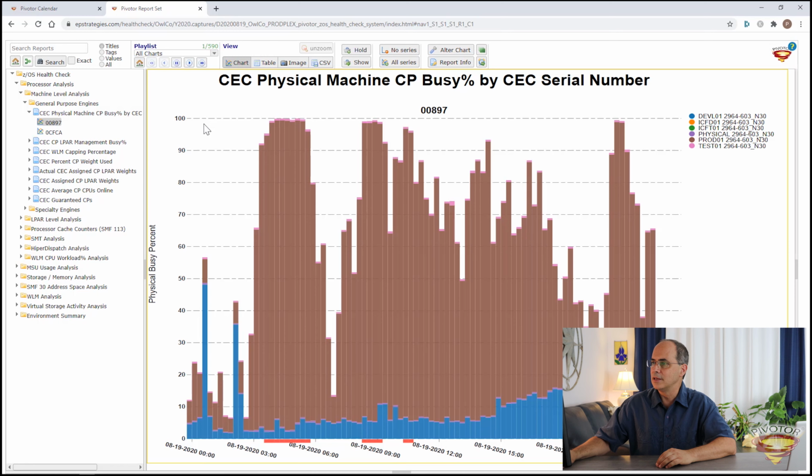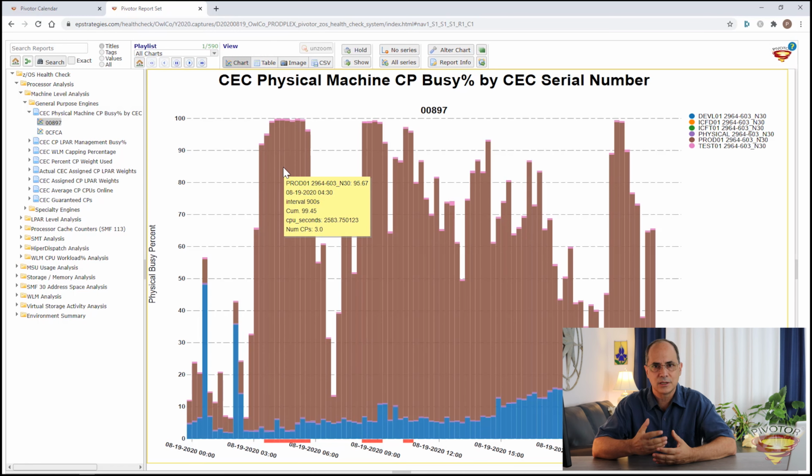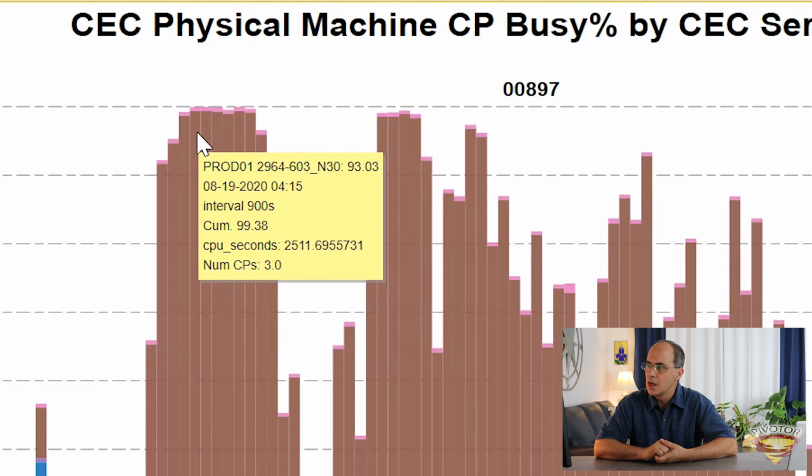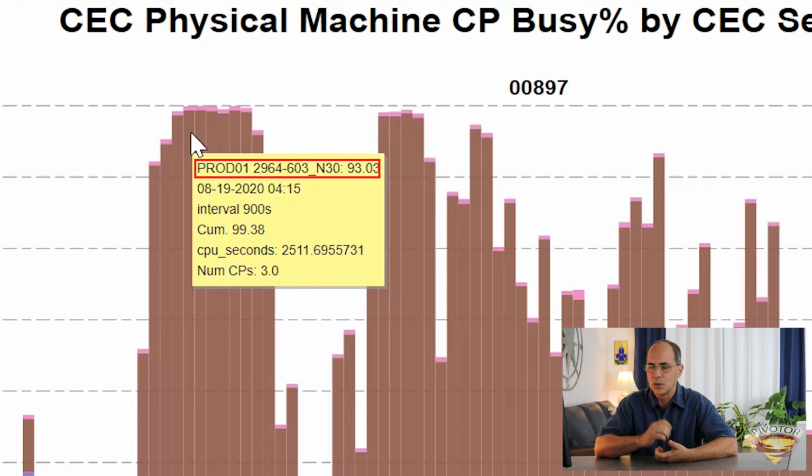Now, in our product, we put these flyovers, sort of these post-its, to tell us more about the point. So let me find more about this individual point here. And what the post-it is telling us is that the brown area that we're looking at is the prod 01, and we see the number 93.03. What that 93.03% means is that this LPAR is physically using 93.03% of the physical resource of this machine, which is probably the majority of it.